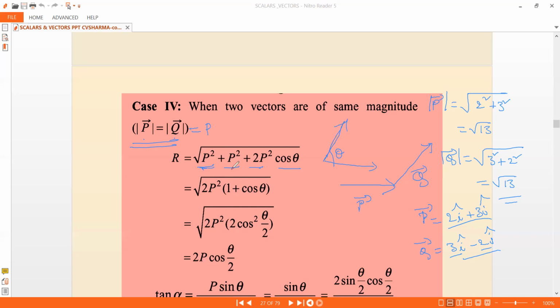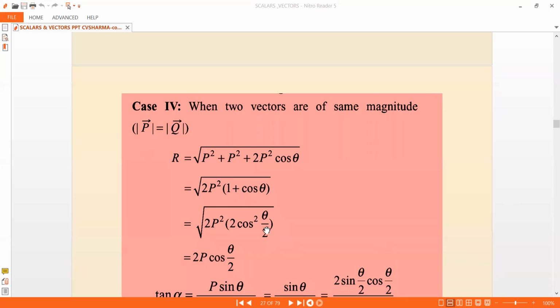When you plug in, you get P square plus 2P square cos theta. Now when you take 2P square common, it becomes 1 plus cos theta. We have a trigonometric identity: 1 plus cos theta happens to be 2 cos square theta by 2. This is a trigonometric identity which you have to know. Once you plug that in, you get 4P square cos square theta by 2. Everything is a square term, so you get the square root as 2P cos theta by 2. This is what we got, and I hope you got how we get 2P cos theta by 2.